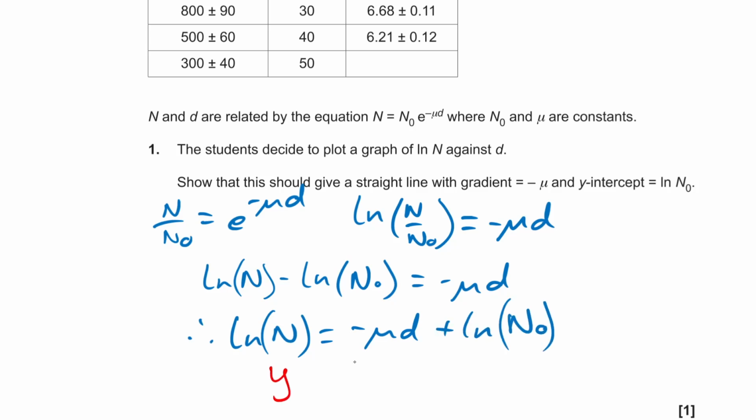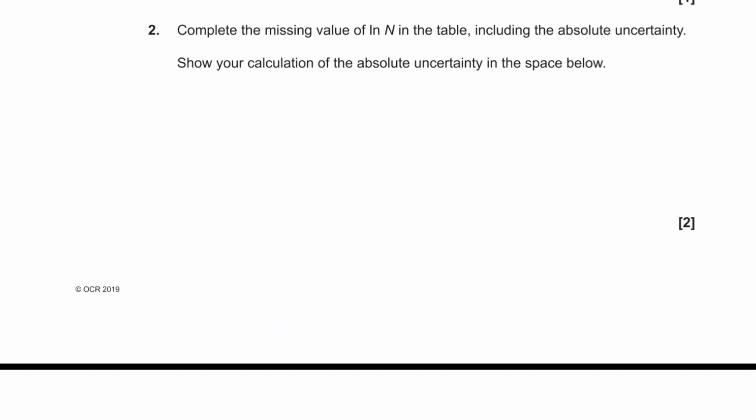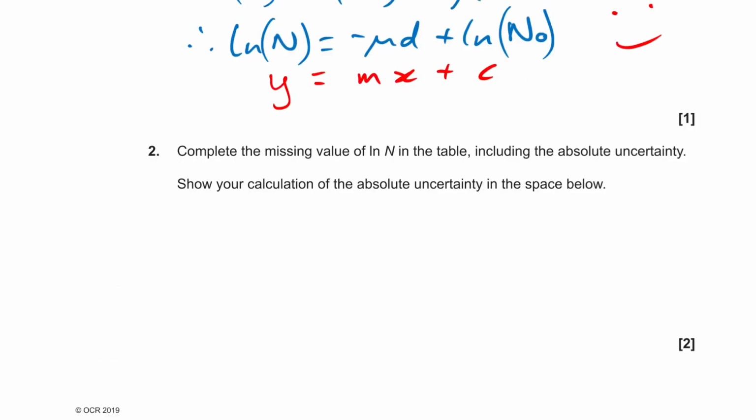Therefore, we can just say y equals mx plus c. There we go. Mu is the gradient and log n0 is the y-intercept. To complete the missing value of log n in the table, including the absolute uncertainty, show a calculation of the absolute uncertainty in the space below.